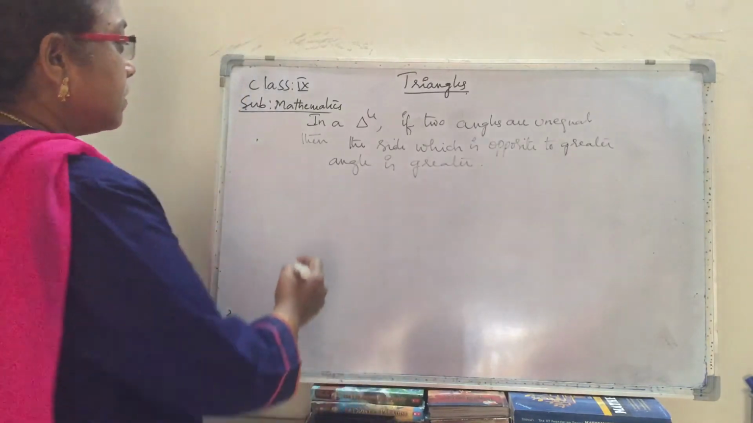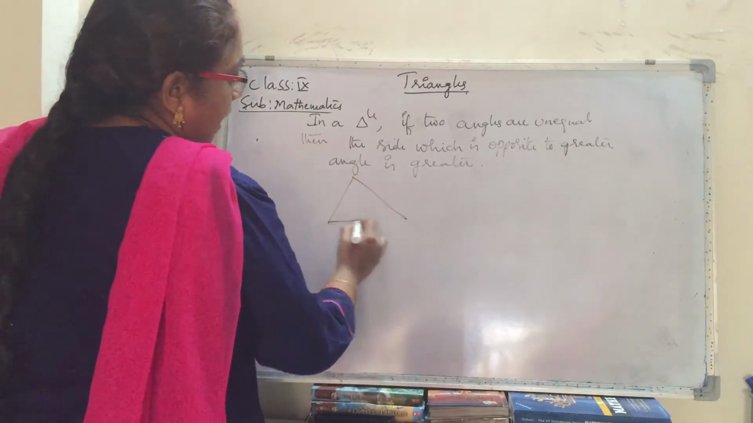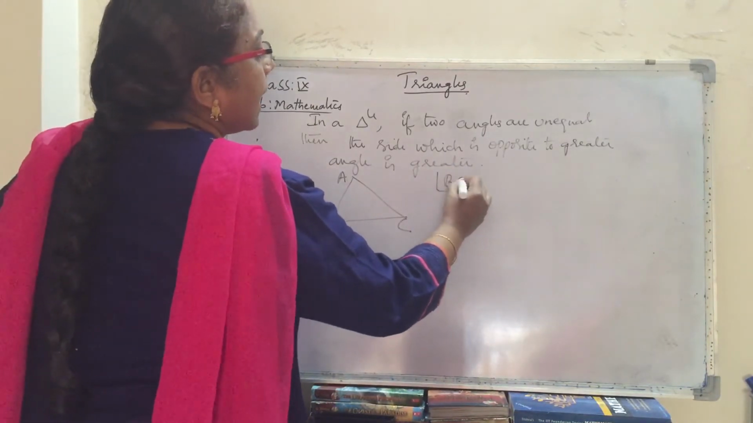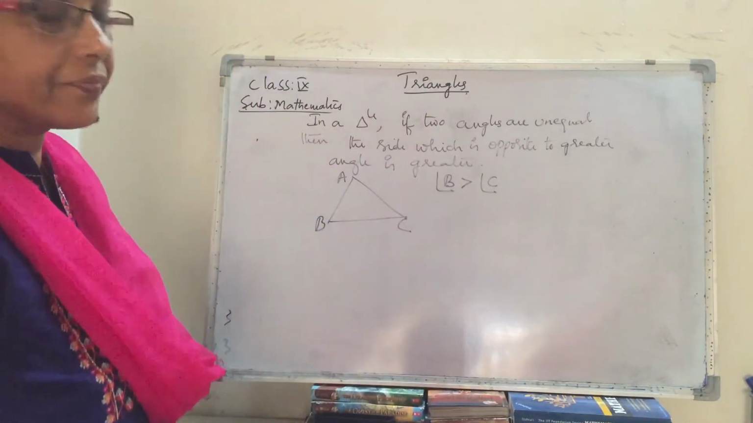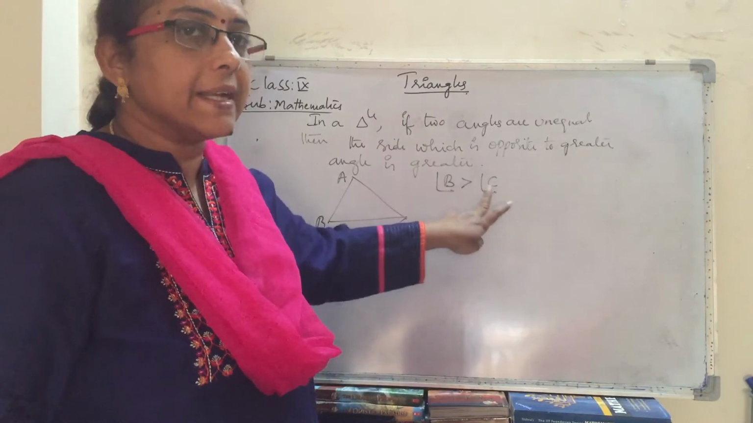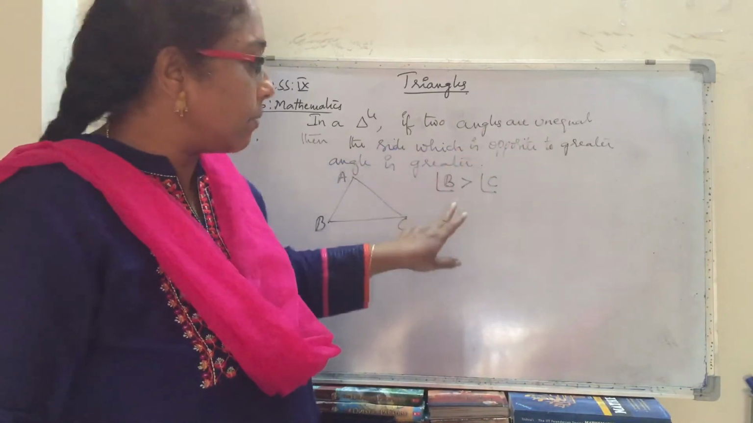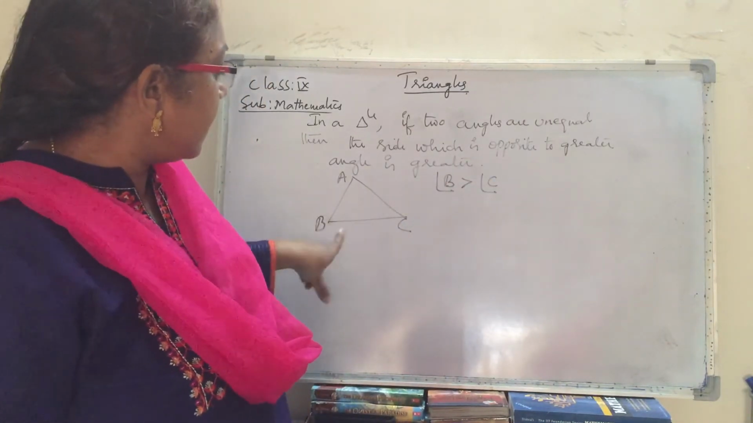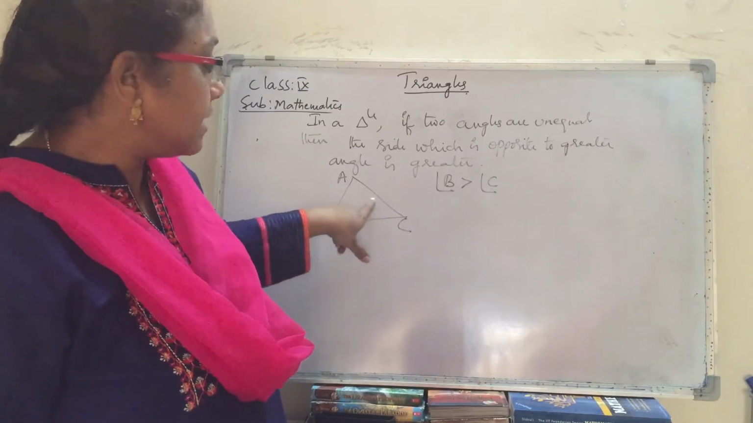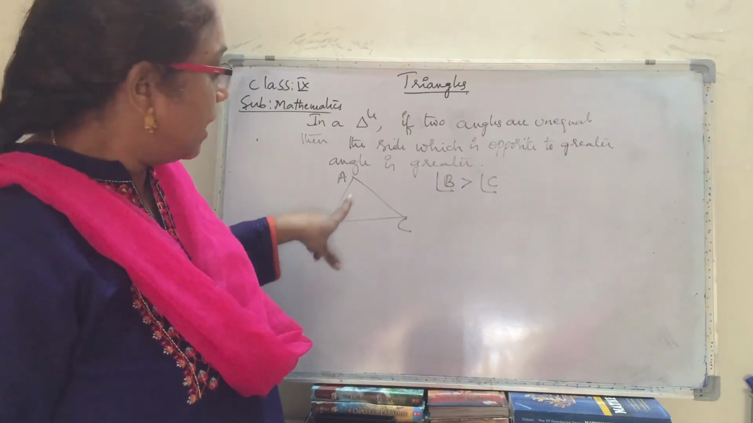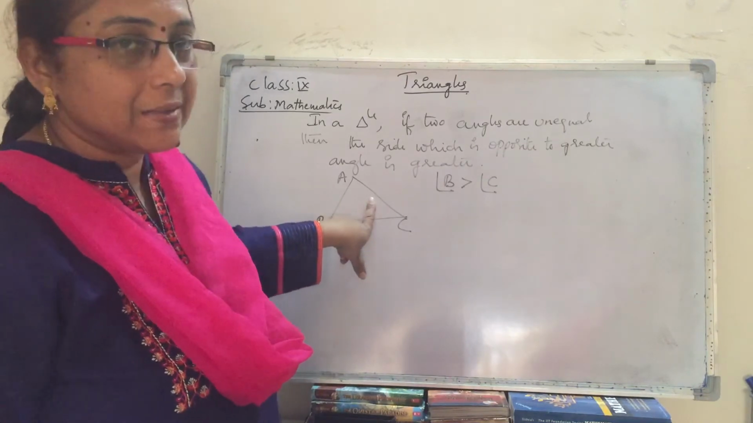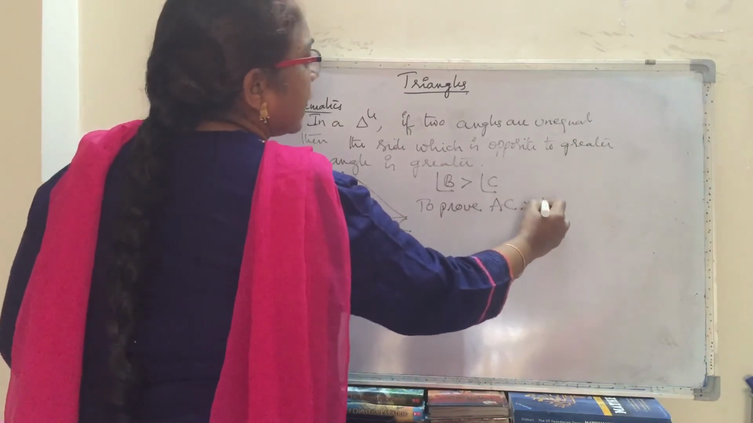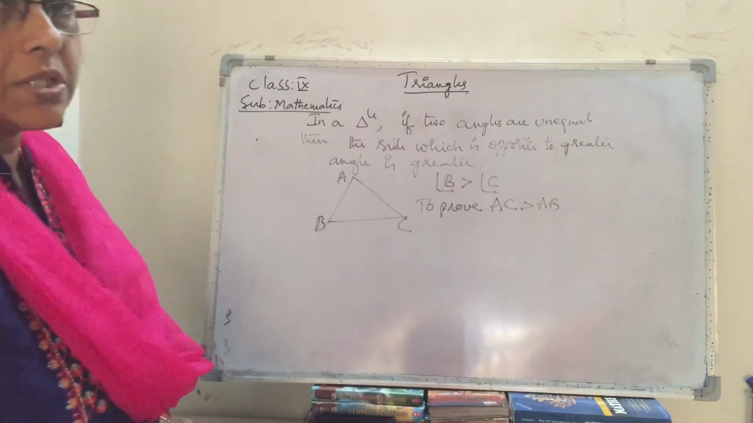Now see, ABC is a triangle. Consider angle B is greater than angle C. Two angles are unequal, so I am taking angle B is greater than angle C. Now what do I have to prove? Which side is opposite to this greater angle? AC side. See, angle B is the greater angle, and the side opposite to it is AC. So we have to prove AC is greater than AB. See, AB is opposite to angle C.